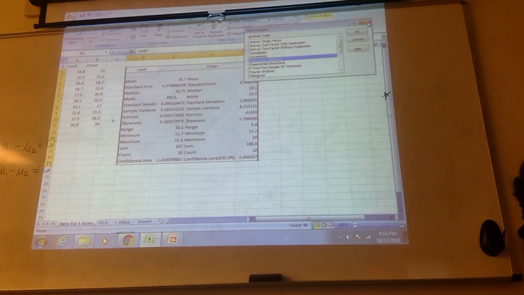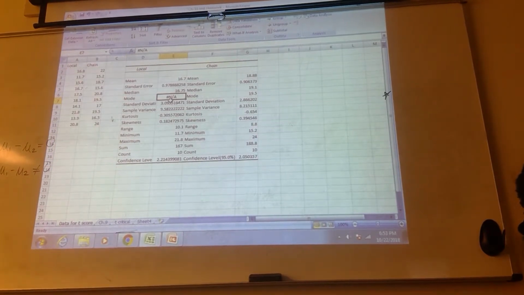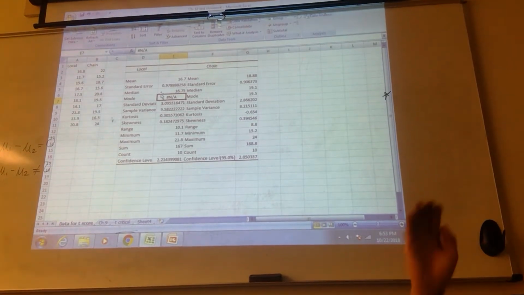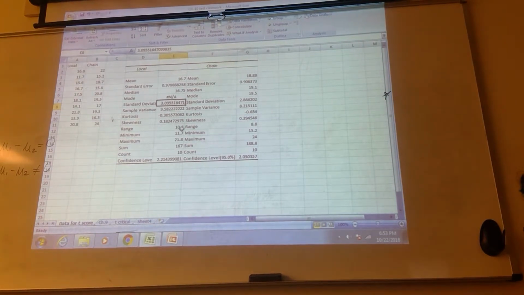So, what do you have here? You have the mean for each of them. You have the median. Apparently, there's no mode, probably because in the local, none of them are the same. The mode is just like repeating itself. The standard deviation, the sample variance, which is just the standard deviation squared. And notice you have the confidence level here, down at the bottom. Okay? So you would take the mean, the confidence interval then would be the mean plus or minus this value.